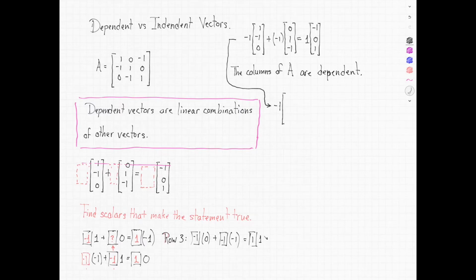So -1 times 1, -1, 0, plus -1 times 0, 1, -1, plus a -1 times -1, 0, 1. Well, what does that equal? It equals the 0 vector, 0, 0, 0.